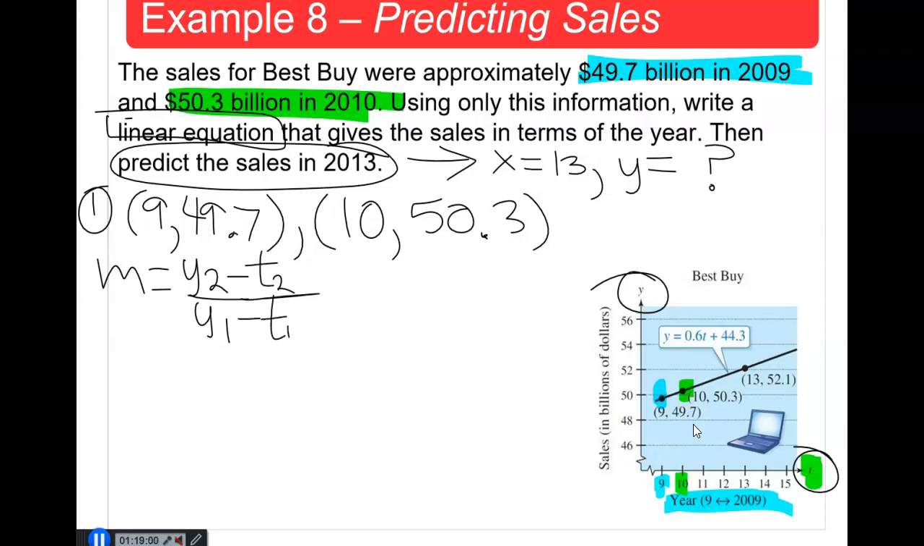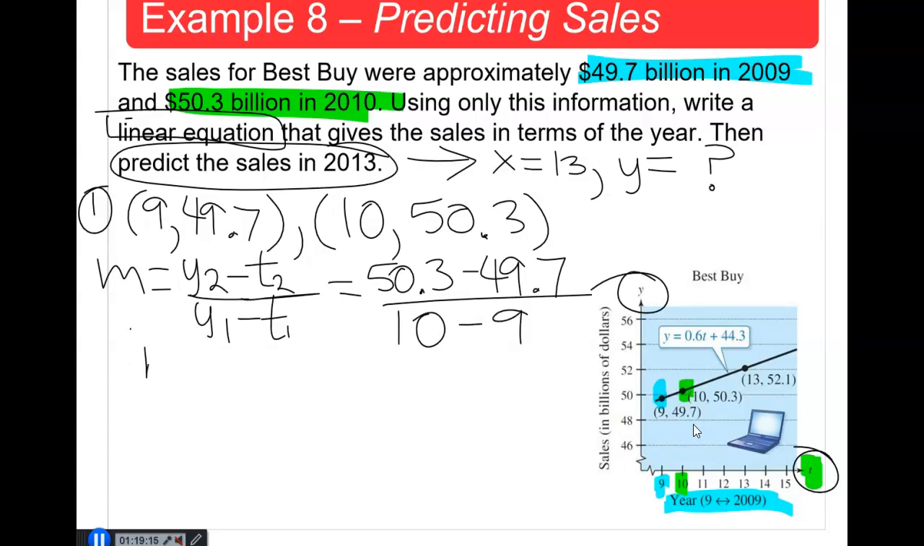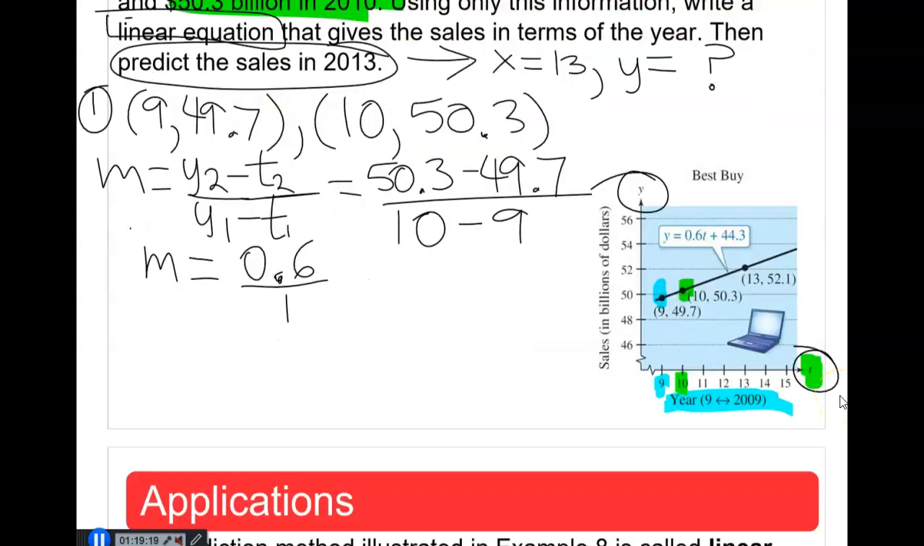And now I'm going to start substituting. So y sub 2, 50.3 minus 49.7 over 10 minus 9. So I got 0.6 over 1, or we could just call it 0.6 for the slope.